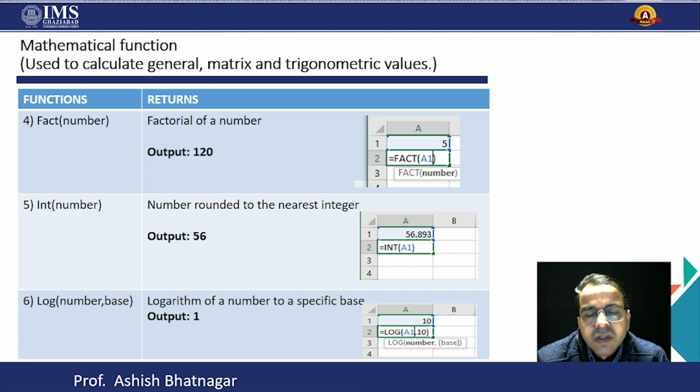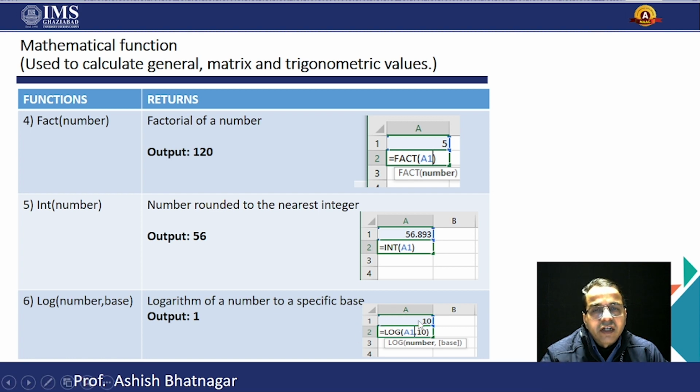So logarithm, LOG, contains two arguments. First is the number, second is the base. Number means which number you want to take the logarithm of, and the base means which type of base of the logarithm is required. In this given example, I have just given A1.